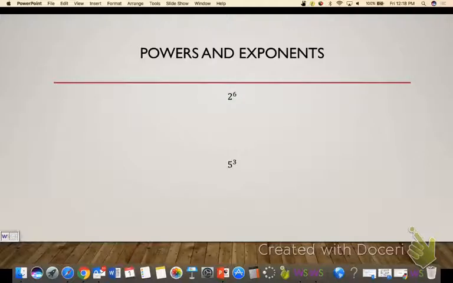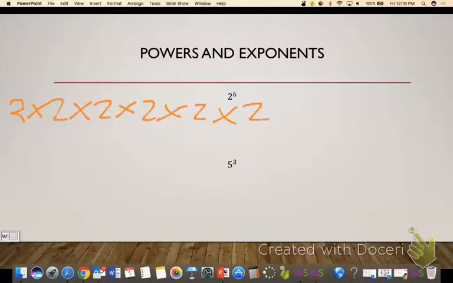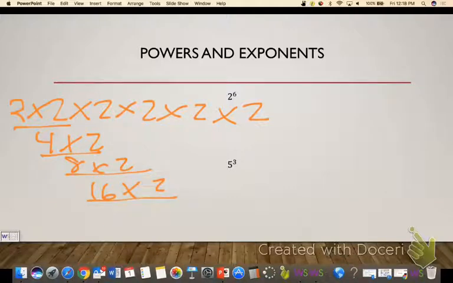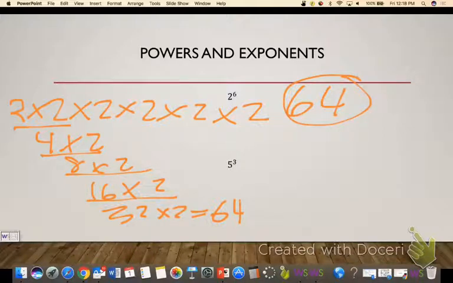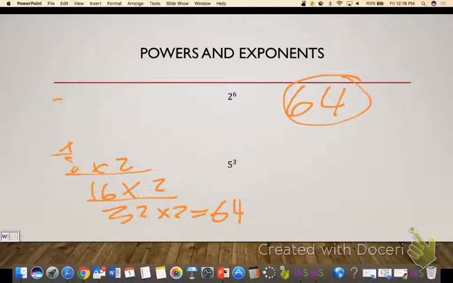Okay, the third question is 2 to the sixth power. So it's 2 times 2 times 2 times 2 times 2 times 2. So 2 times 2 is 4, times 2 is 8, times 2 is 16, times 2 is 32, times 2 equals 64. So the answer to 2 to the sixth power is 64.